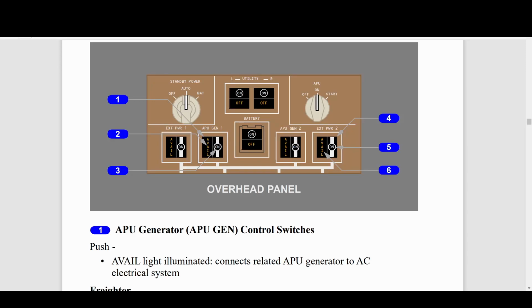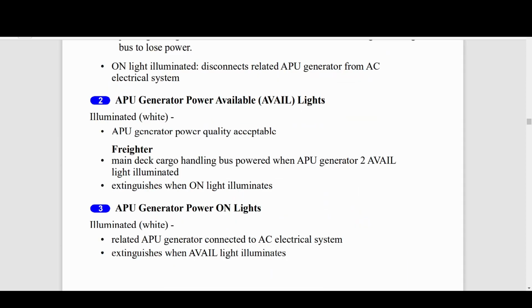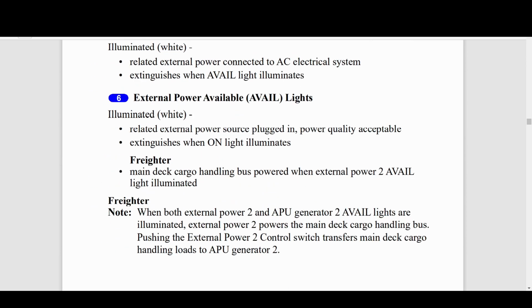What does the avail light indicate on the external APU power switches? APU generator power quality acceptable for external power. Related external power source is plugged in and the power quality is acceptable.